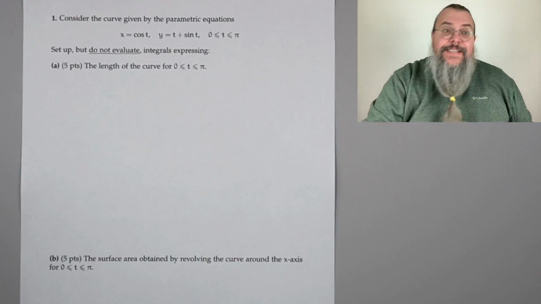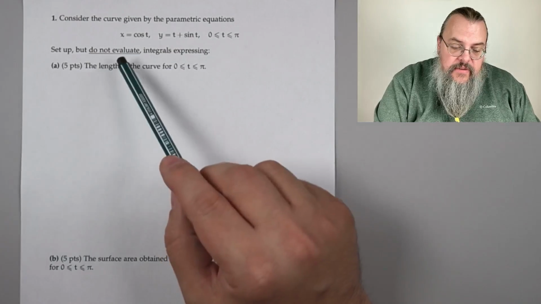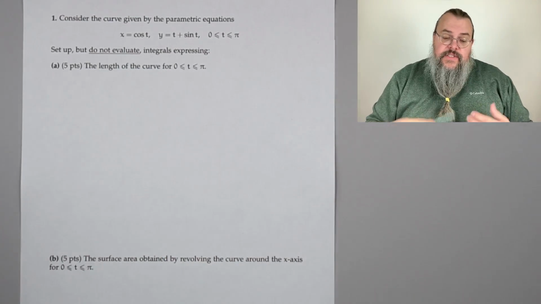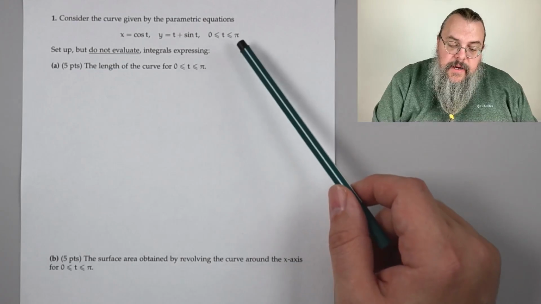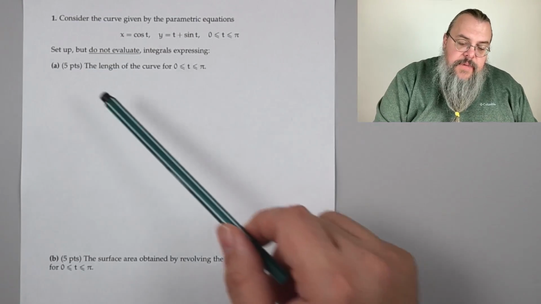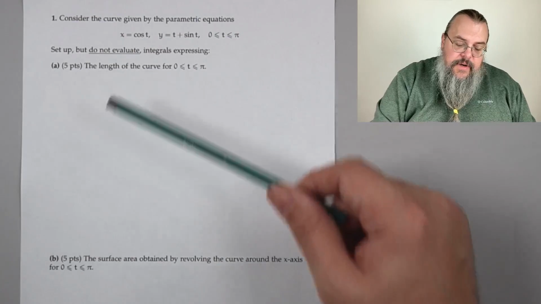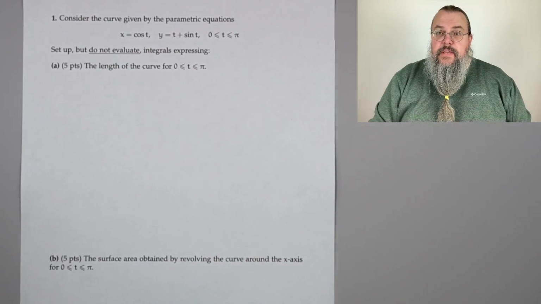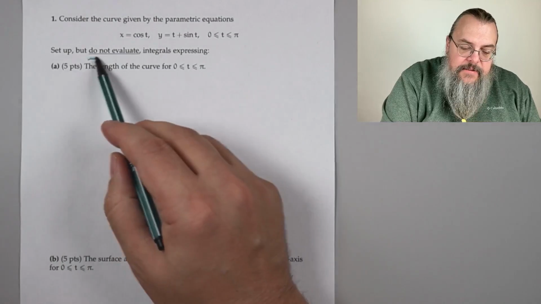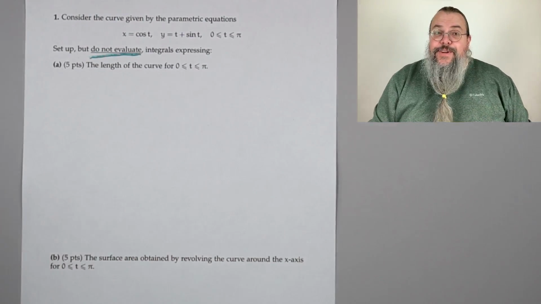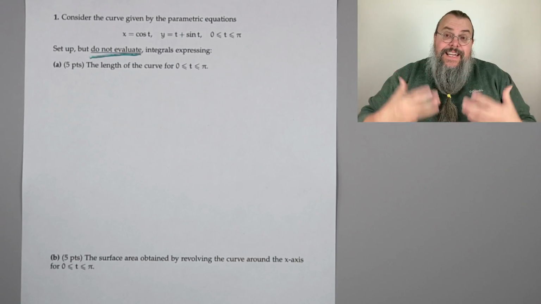Number 1. Consider the curve given by the parametric equations x is cosine t, y is t plus sine t, and t goes from 0 to pi. Set up, but do not evaluate, integrals expressing, then we have parts A and B. And I will say, this is one of our favorite phrases on a Calc 2 exam: do not evaluate. So this is about setting things up.